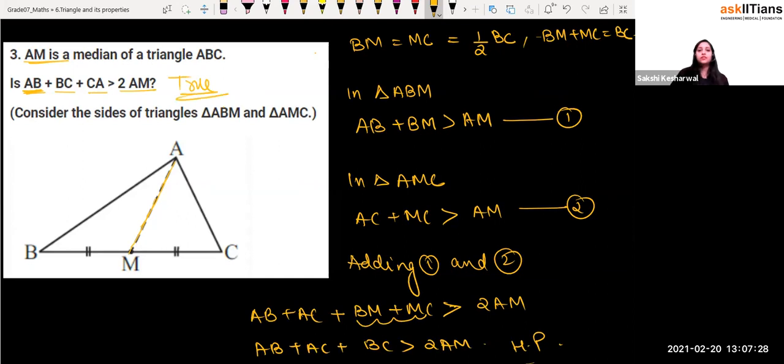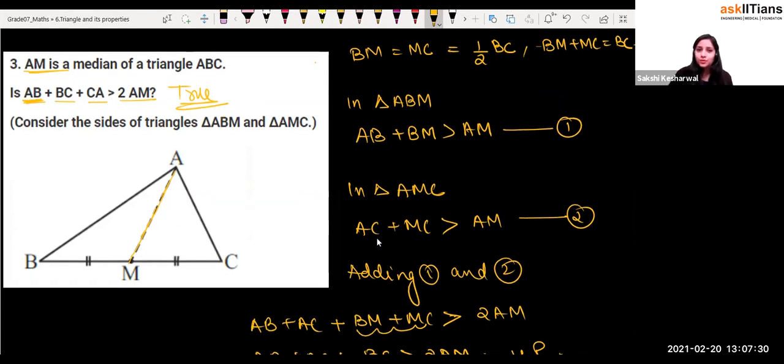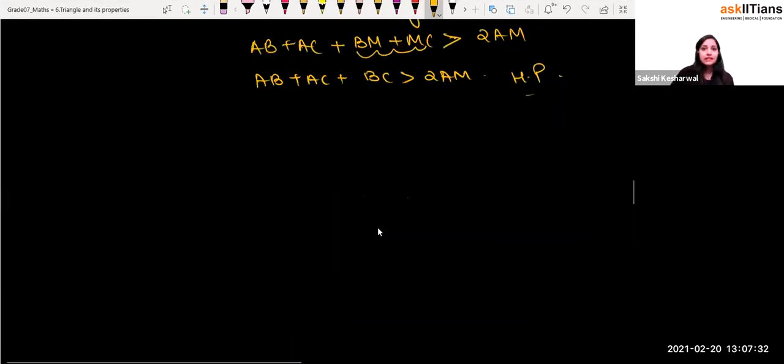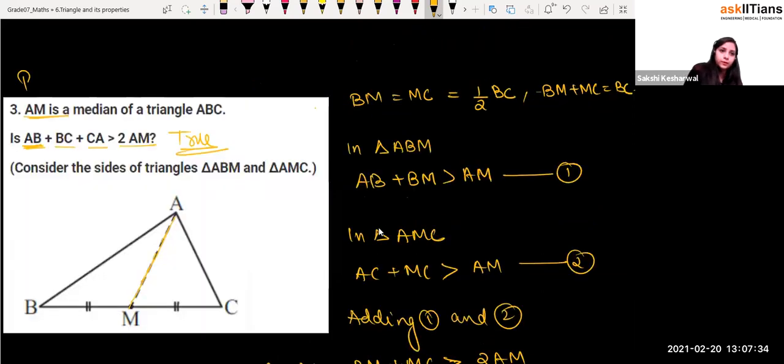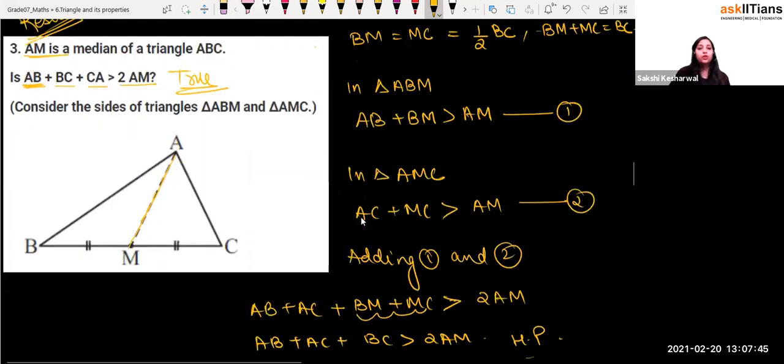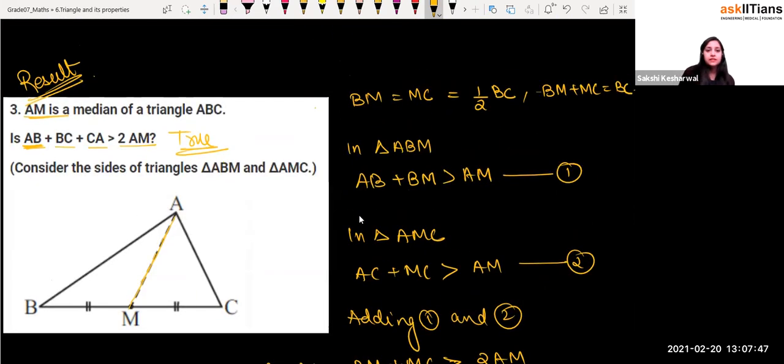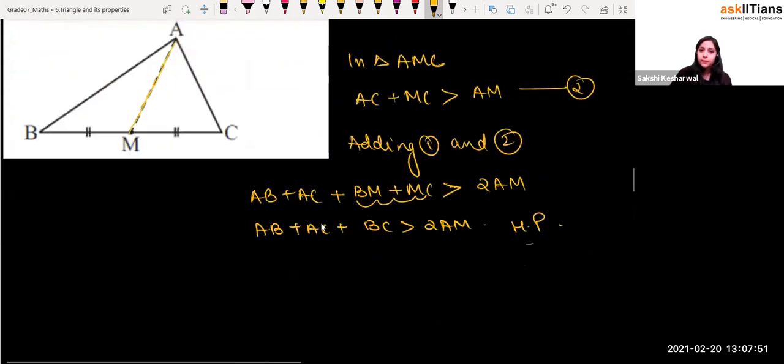I know this is for class 7, it's too much, but yes, the same things you will be learning in class 7 grade, right? And this is one of the results also for your competition, that the perimeter of a triangle is always greater than twice the median, right? Because AB, BC, CA is the perimeter of a triangle, it's always greater than twice the median.